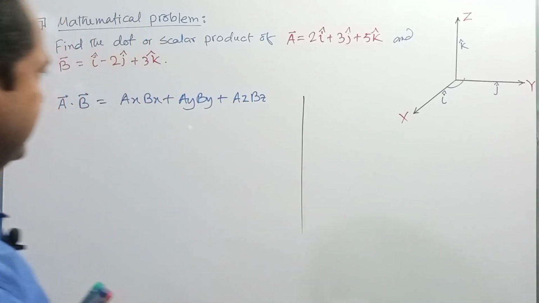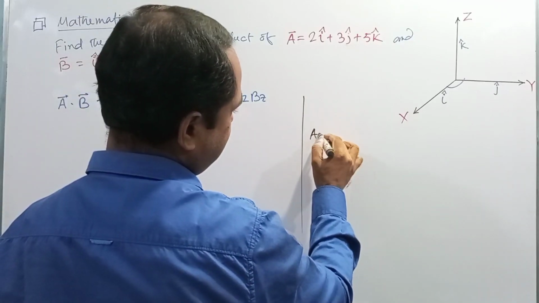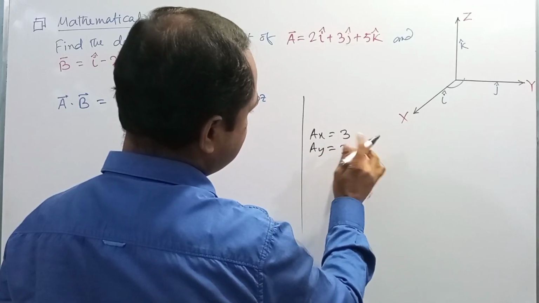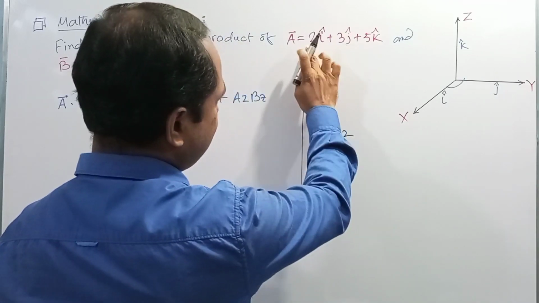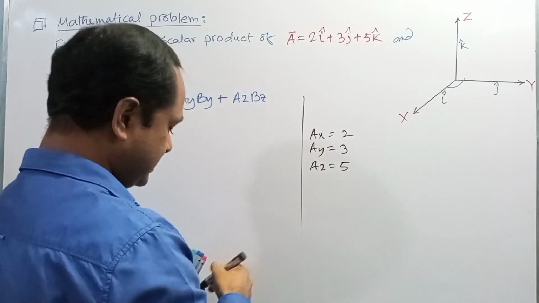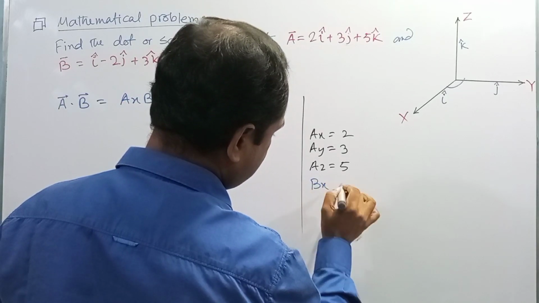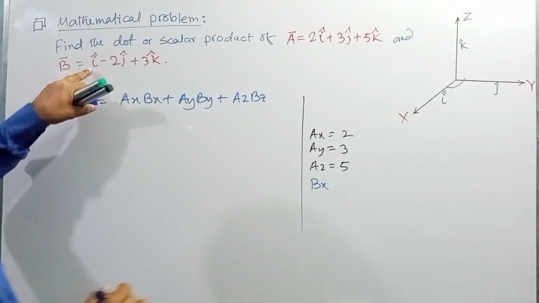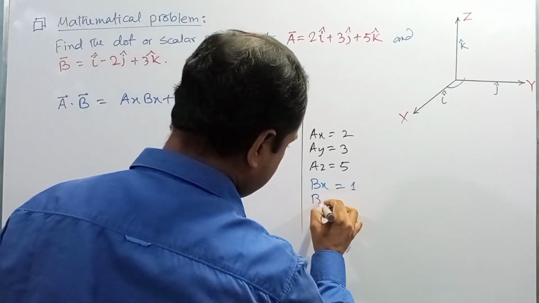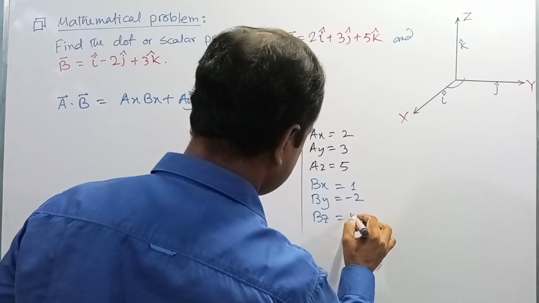Here a has three components, 2, 3 and 5. So ax is equal to 2, ay is equal to 3 and az is equal to 5. Similarly, the three components of b: the component of b vector along x axis, bx, is equal to 1. Here the coefficient of i is 1. So by is equal to minus 2 and bz is equal to 3.